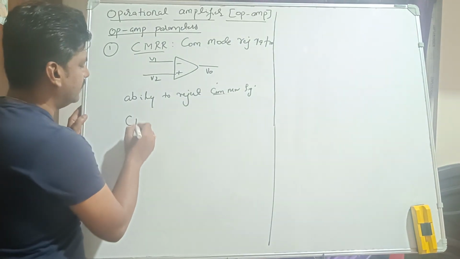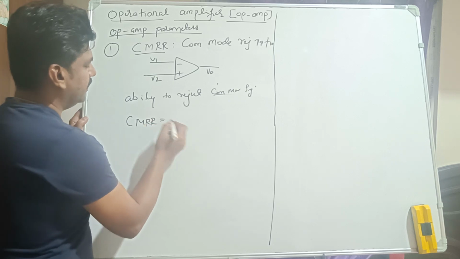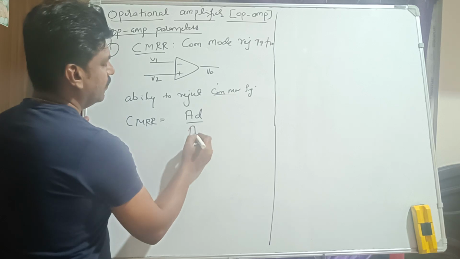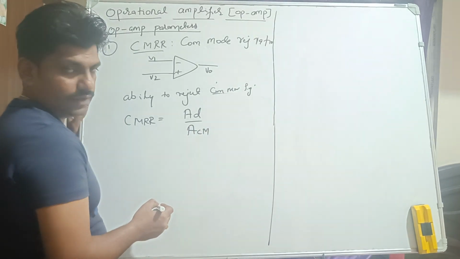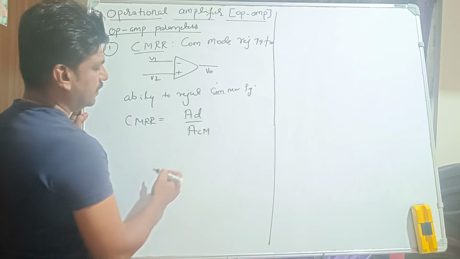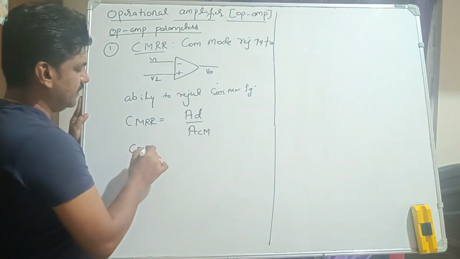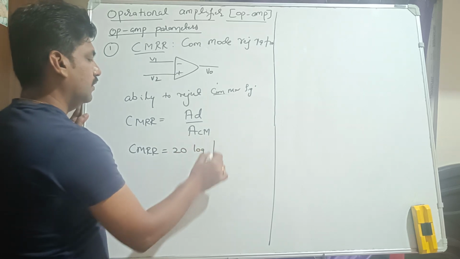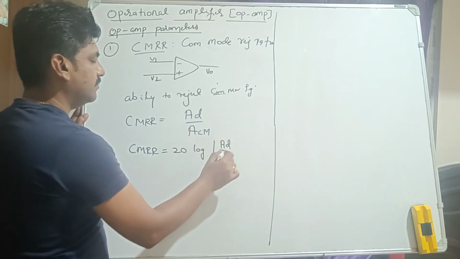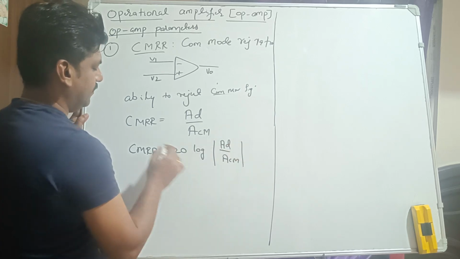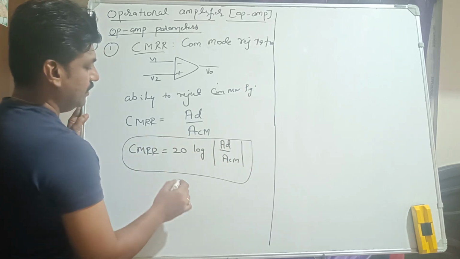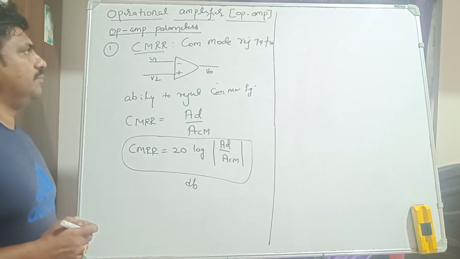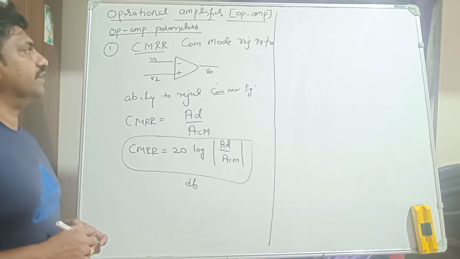Mathematically, CMRR is nothing but the ratio of the differential gain to the common mode gain, right? The differential gain is the open loop gain. We can represent this in terms of 20 log. So CMRR is 20 log of AD divided by ACM. This is the CMRR definition, and it is in decibels, right? So this is the first, very important parameter, the common mode rejection ratio.